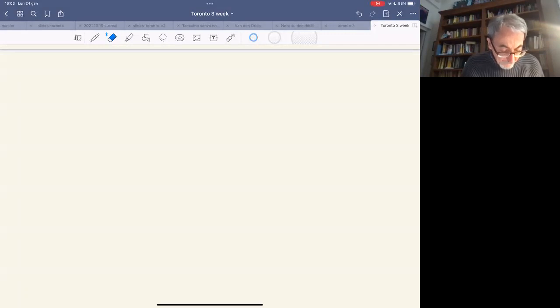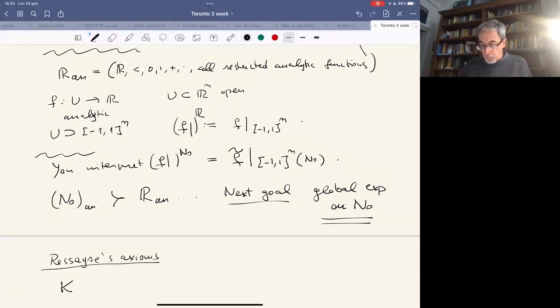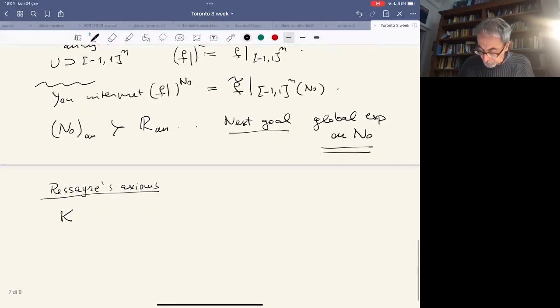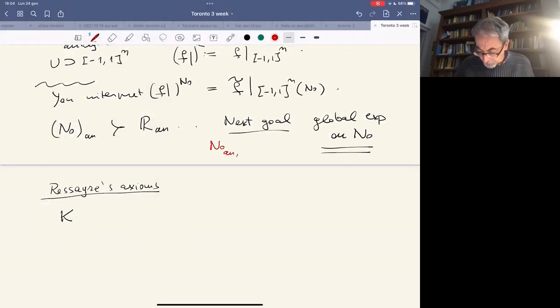The other idea comes from the so-called Ressayre axioms. The goal is to define a global exponentiation in such a way that the surreals with all the restricted analytic functions and the exponential function is again an elementary extension of the reals. This is the goal.